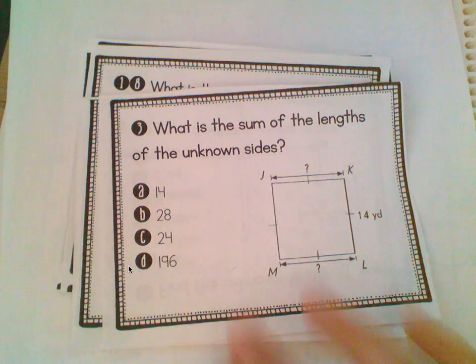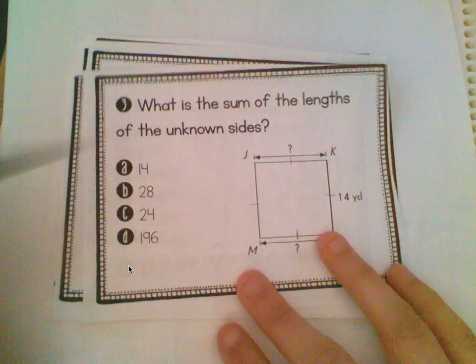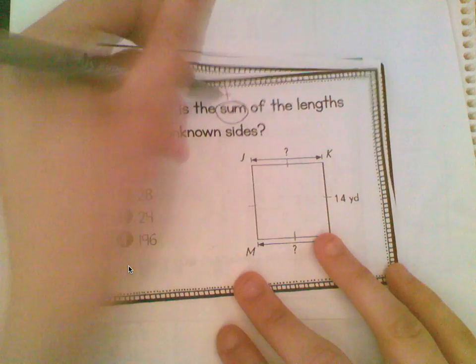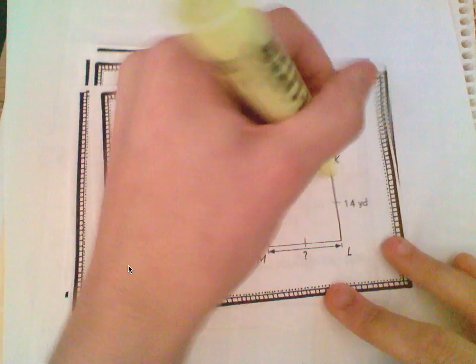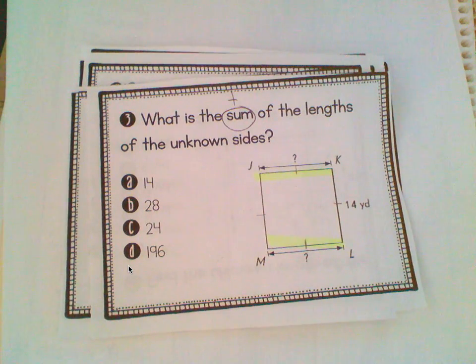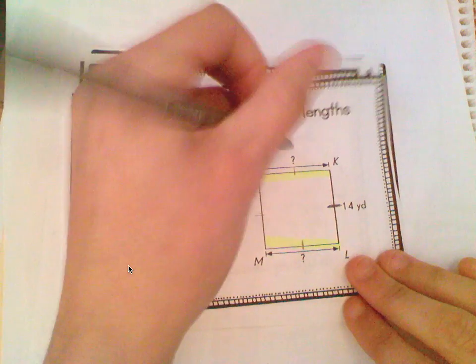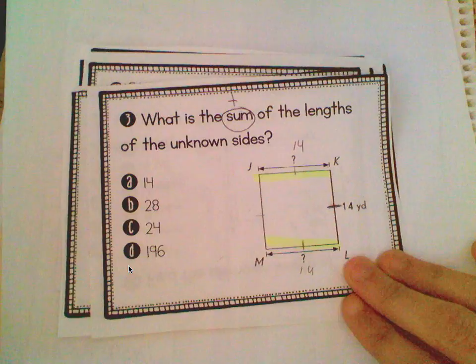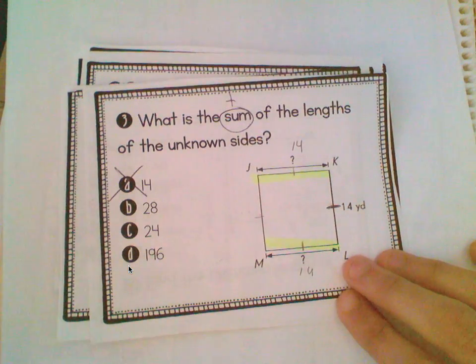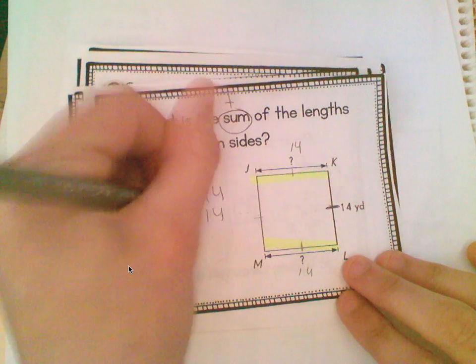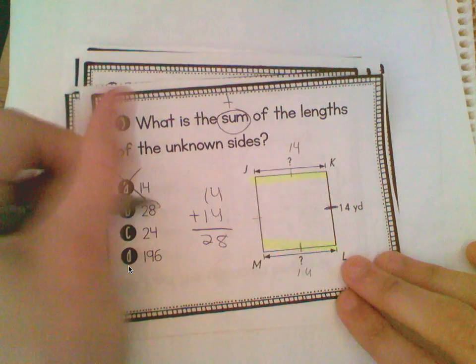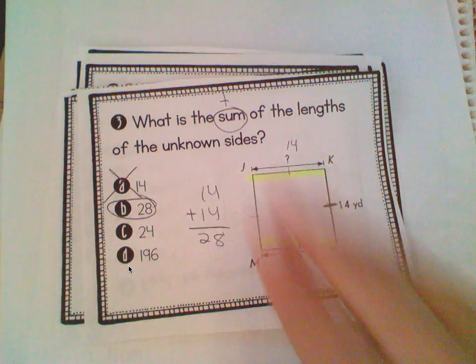Next problem, pause it. When you're ready, press play. What is the sum, again, of the lengths of the unknown sides? I'm going to find my unknown sides. Okay. And if this is a square and I see these tick marks, I know that if this side's 14, then all of the sides are 14. So that's 14 and that's 14. It can't be A because they want the sum of them. So I'm going to add 14 plus 14, which is 28. So I know my answer is B.